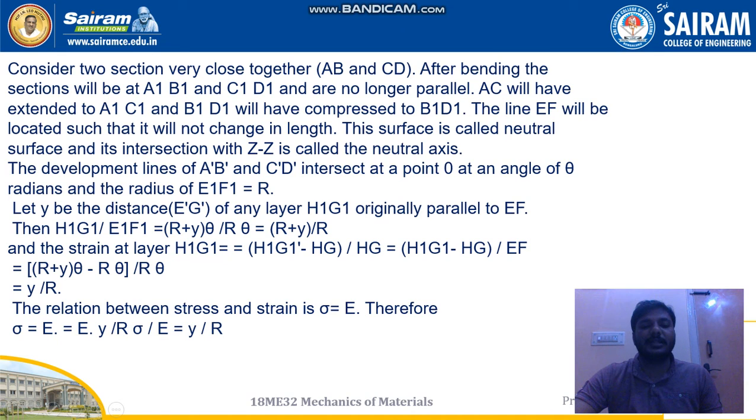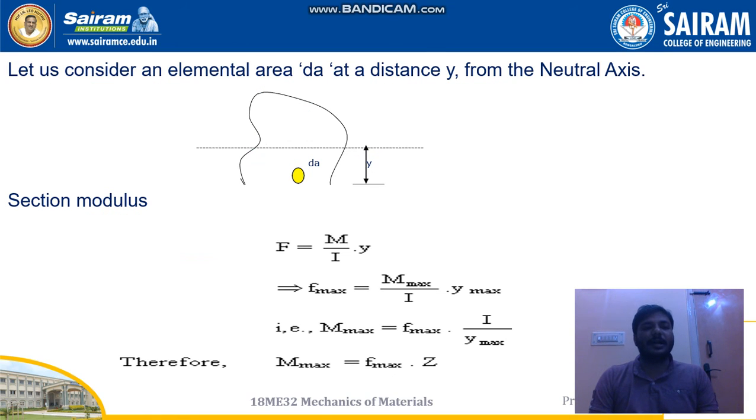So when we consider Y by R, sigma by E will be equal to Y by R. The relationship between stress and strain involves E, which you can consider the modulus of elasticity or Young's modulus. So sigma will be equal to E into Y by R, that is sigma by E will be equal to Y by R. This is the relationship between stress and strain that we are going to use.